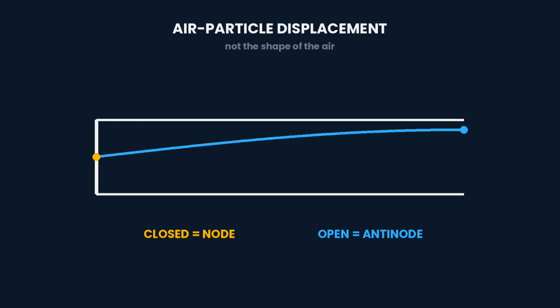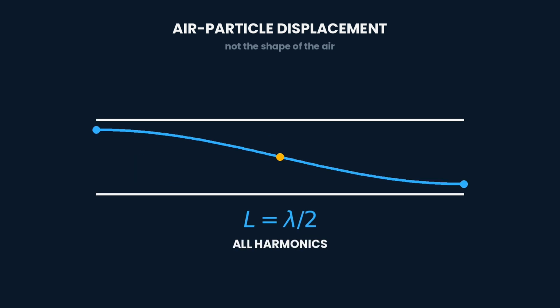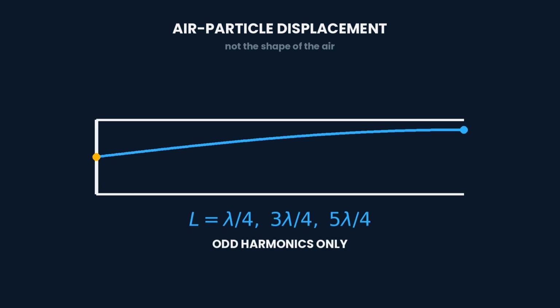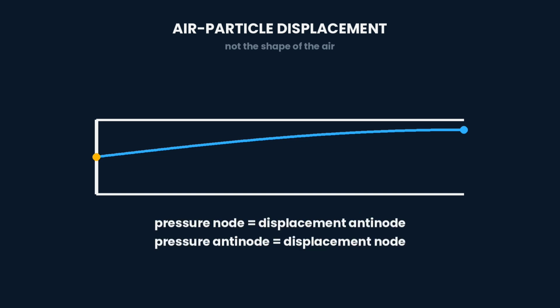The same boundary argument works for an air column. These are air particle displacement diagrams, not the shape of the air. Ideally, an open end is a displacement antinode and a closed end is a node. A pipe open at both ends fits half a wavelength first and supports every harmonic. But if the pipe is closed at one end, it fits 1/4, then 3/4, then 5/4, so only odd harmonics occur. A pressure node occurs at a displacement antinode, and a pressure antinode occurs at a displacement node.